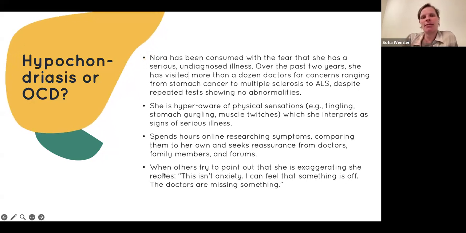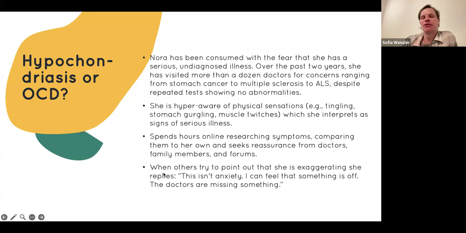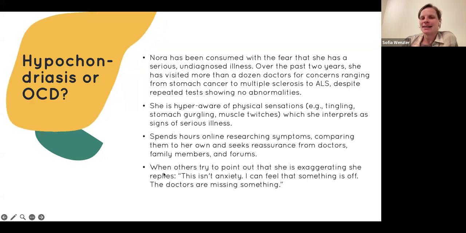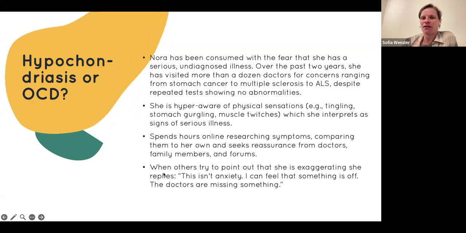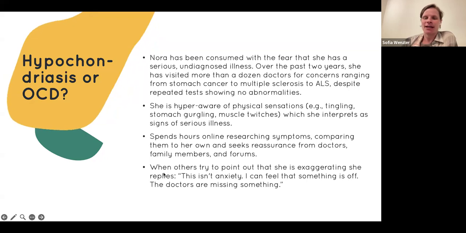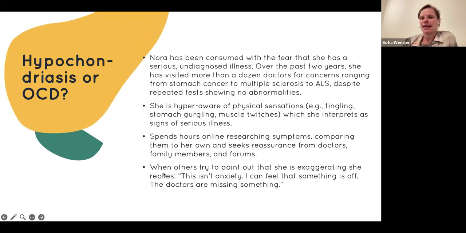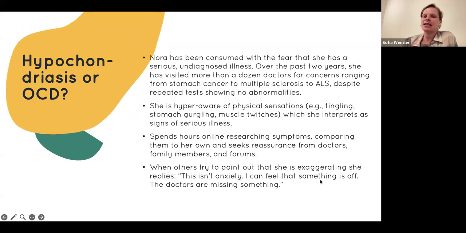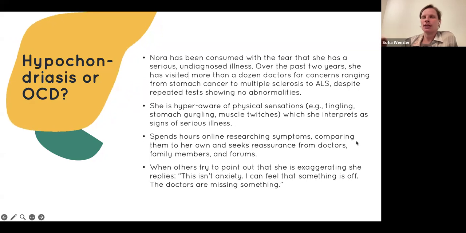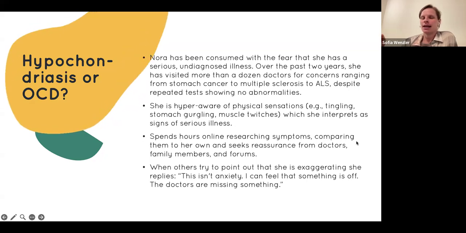So, to be honest, when I thought about case examples for this is a case example for hypochondriasis, not OCD, I was like, but why is it not OCD? Like, you have the what if thoughts. Like, what if I have an illness? What if this is a sign of cancer? You have exaggerated fears, and you have highly ritualistic behaviors. But there are some key differences between OCD and hypochondriasis.